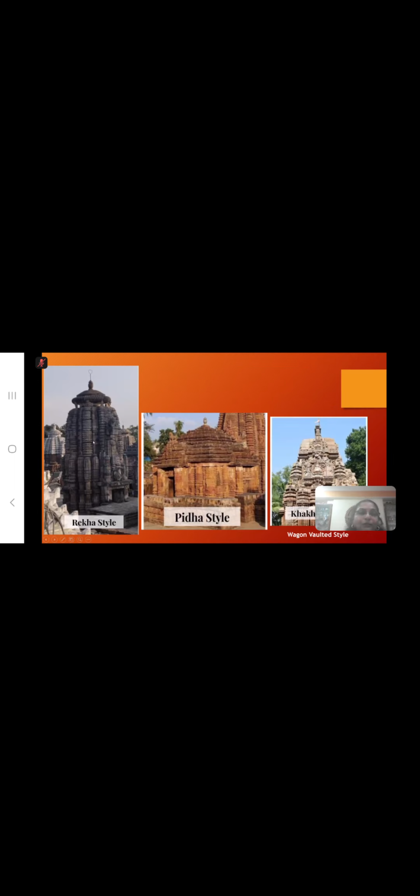Now this Khakra Deul is found only on the temples of goddesses like Chamunda and Durga temples. So this is the Rekha Deul. You can see this shikhara. It is a very peculiar kind of shikhara. This is the Rekha style. This is the neck, which is called Griva. This is Amlaka. And this is the Kadasha.